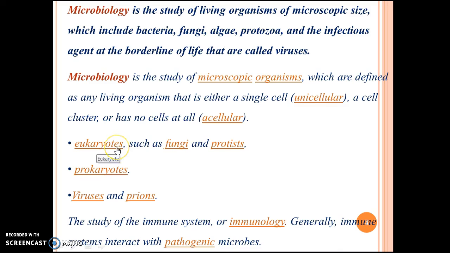There are two types of cells, eukaryotes and prokaryotes. Eukaryotes, such as fungi and protists, and prokaryotes, such as bacteria. And acellular includes viruses and prions. Another associated term with microbiology is immunology, the study of the immune system. Generally, immune systems interact with the pathogenic microbes. Pathogenic means disease-causing microorganisms.